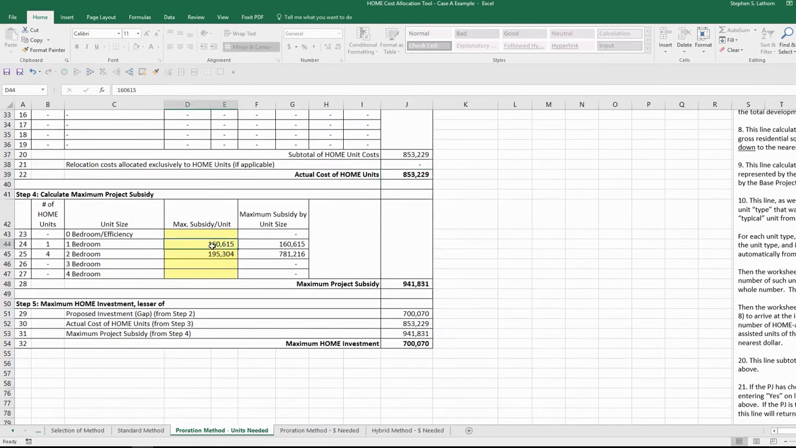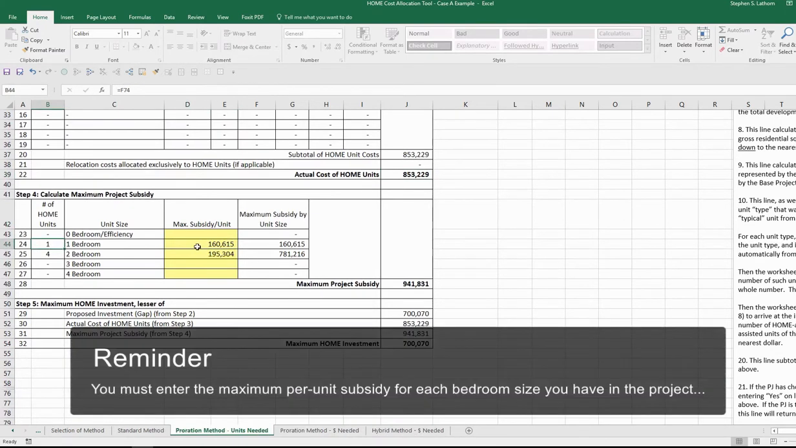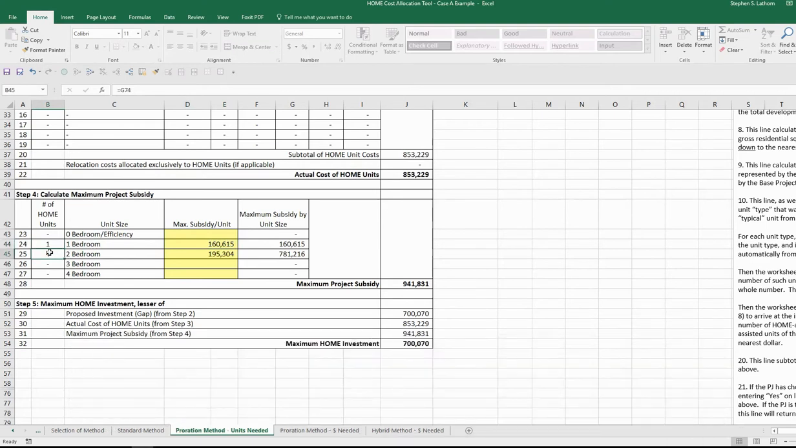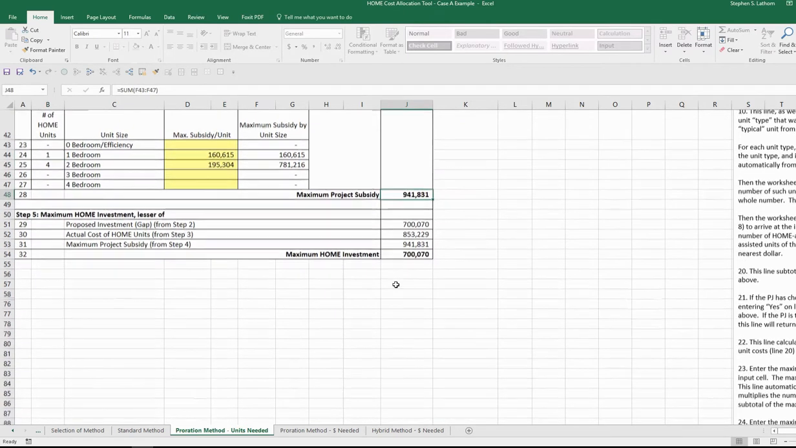We then take again the maximum project subsidy. We got these numbers from our field office just like before. We have one bedroom unit at a maximum subsidy of $160,000, 4 2-bedroom units at $195,000. So the maximum project subsidy is $941,831. Now step 5 takes the least of these 3 numbers.